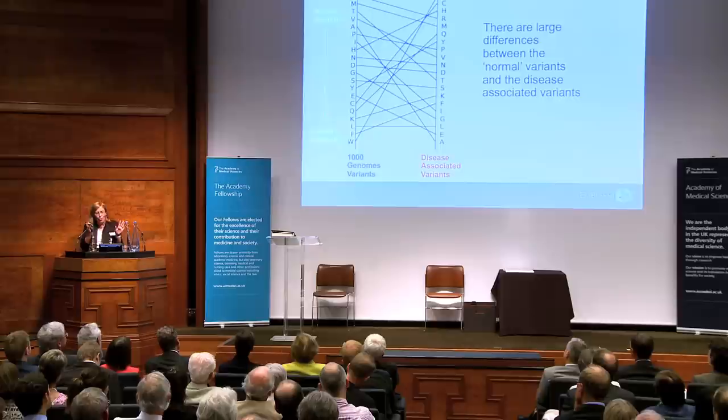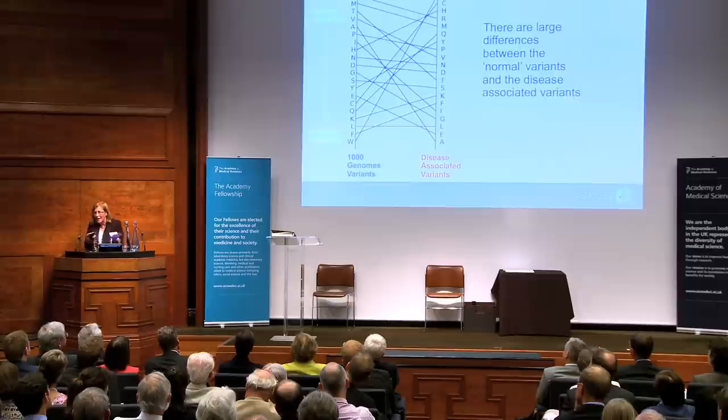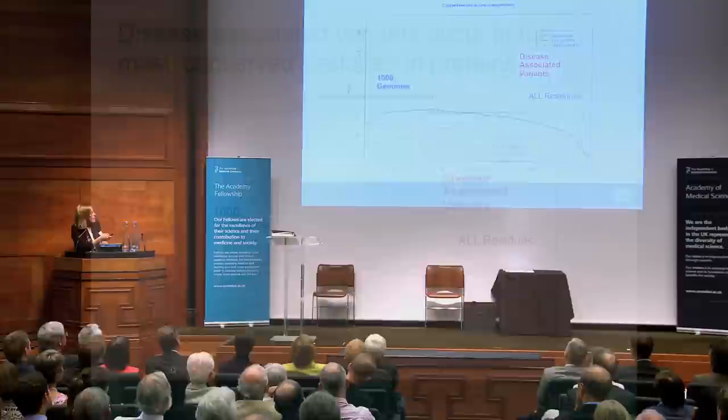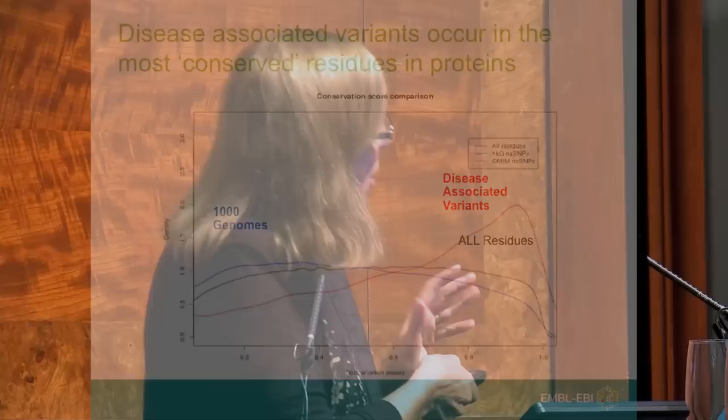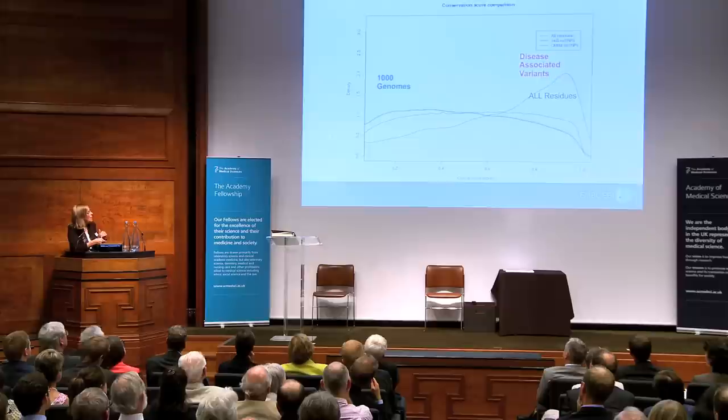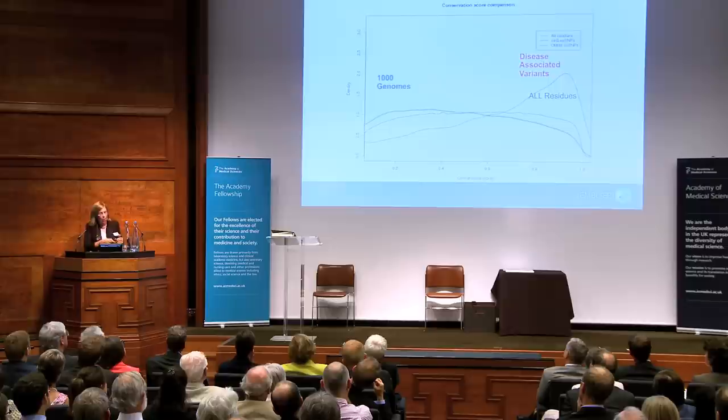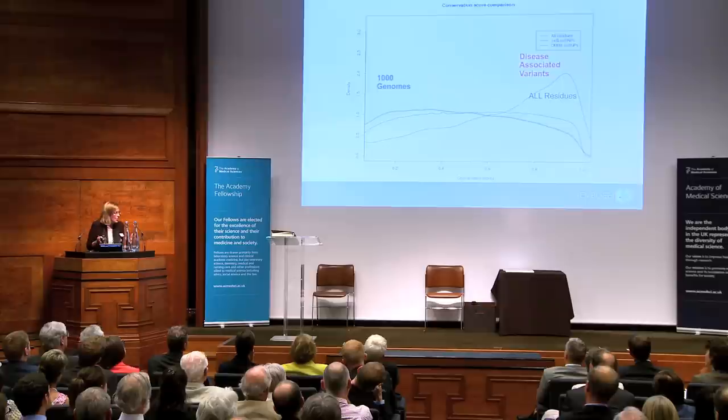Now, this is pretty basic stuff, but it shows the level of what we're just beginning to learn by having this variation data. We can also see, and this again shows a plot, that disease-associated variants occur in the most conserved residues in proteins. So this is conservation. Over evolutionary time, some amino acid positions are very, very well conserved. Other positions vary all the time and it doesn't matter. So what you find for the natural variants is that they are biased somewhat towards those positions that don't matter. But when you look at the disease-associated variants, you find that they occur in those positions which are the most important, the most conserved in proteins.